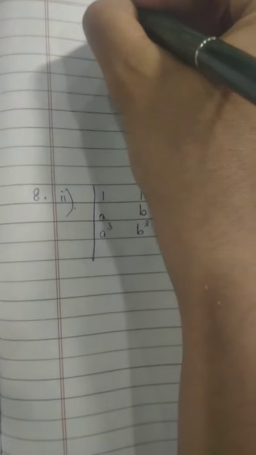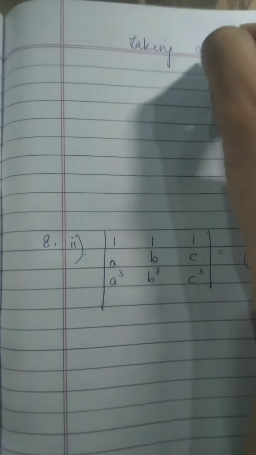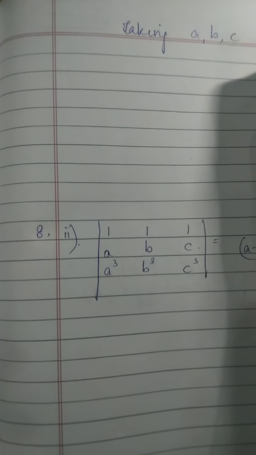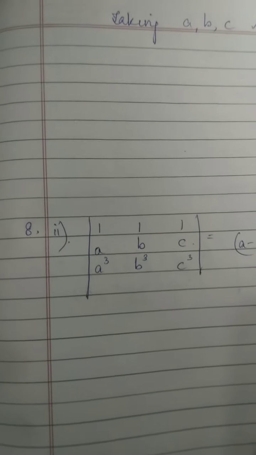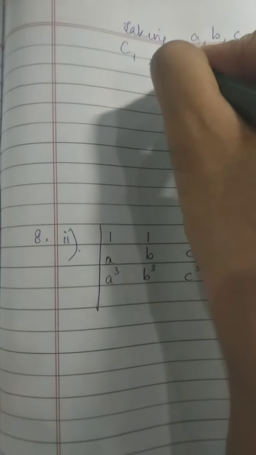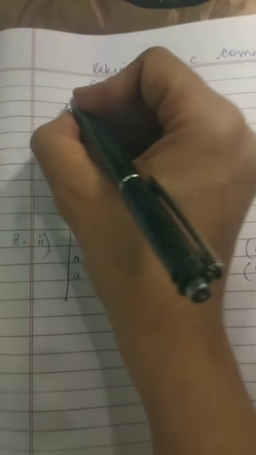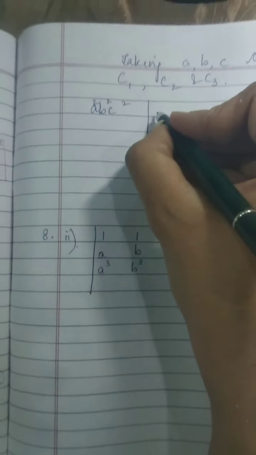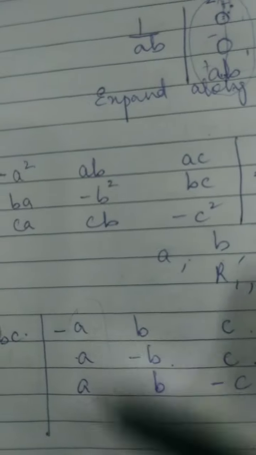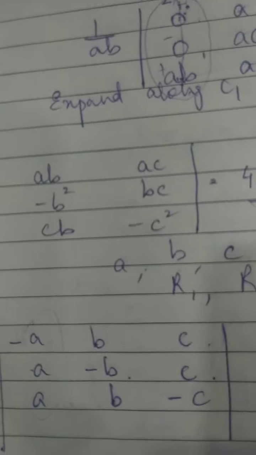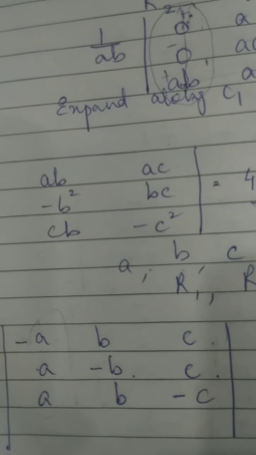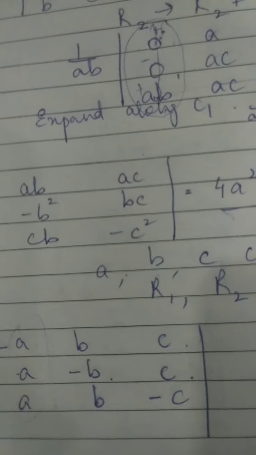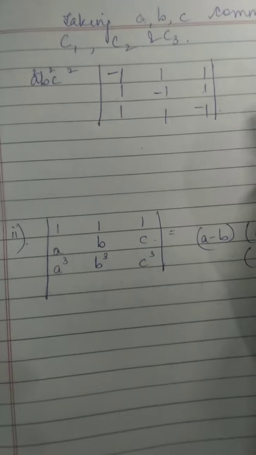So taking A, B, C common from C1, C2 and C3, this is again ABC into ABC, which gives us A square, B square, C square. And what are we left with? I have taken A common from here, B common from here, C common from here. So I write here minus 1, 1, 1, 1 minus 1, 1, 1, 1 minus 1. Something like this.